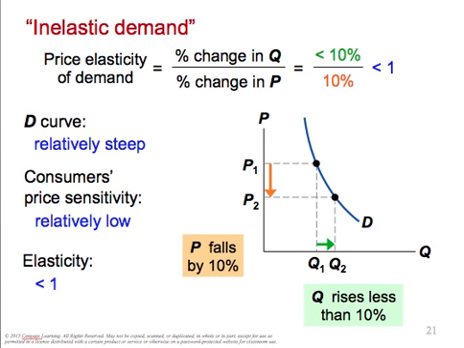Another example would be gasoline in the short run. You just need a certain amount of gas in the short run. So just remember, an elasticity of less than 1 is inelastic. And you should know how to graph it as well. Fairly inelastic demand.